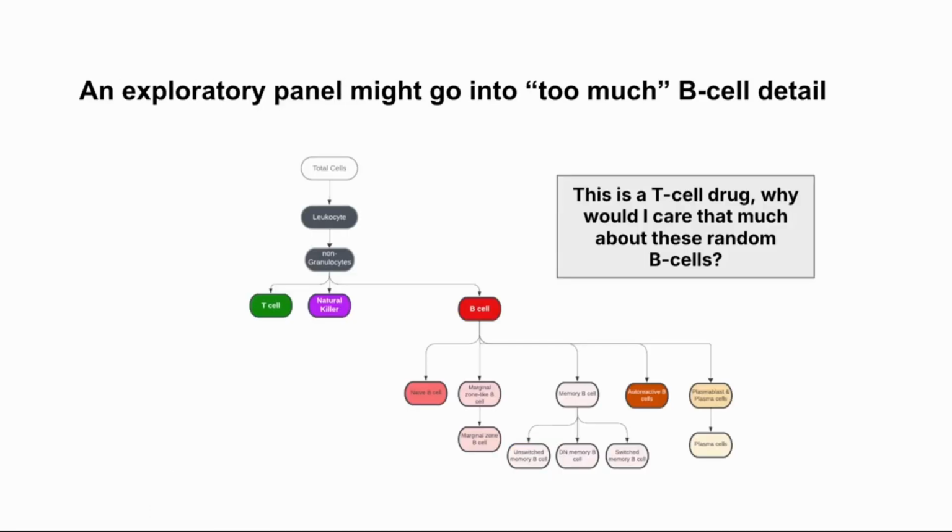Usually what these folks are concerned about is an exploratory panel that doesn't go deep enough on the T cells, but goes into "quote unquote" too much B cell detail. You can see here on the right-hand side, there's a lot of B cell subtypes. So this developer might think this is a T cell drug. Why would I care that much about these random B cells?